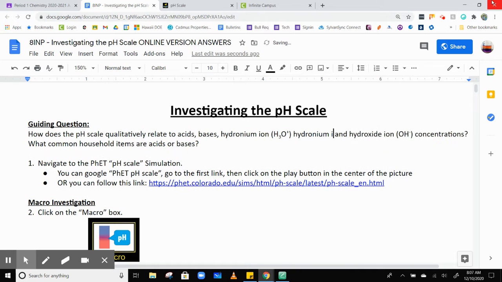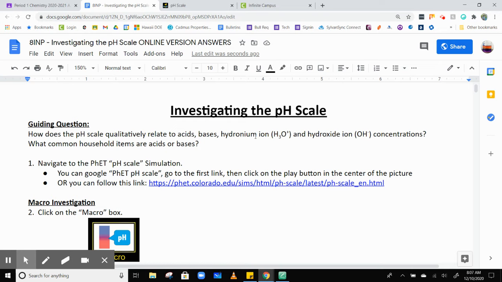H3O plus is the hydronium ion because actually when we have H plus in water, in an aqueous solution, it attaches itself to a water molecule. So it doesn't actually exist as H plus in water. It actually exists as H3O plus, the hydronium ion. So you could see it written either way, H3O plus or H plus. They're both the same thing.